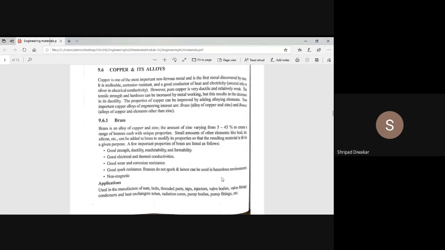Then where is it used? Applications: mainly used for nuts and bolts. I think you might have seen nuts and bolts where brass is used. Wherever threading comes into the picture, brass is used. Then taps, injectors, valve bodies, valves, mainly in valves, and then heat exchangers and condensers. You come across the condenser in refrigeration and air conditioning. Condenser is where the change of phase takes place, from vapor to liquid.